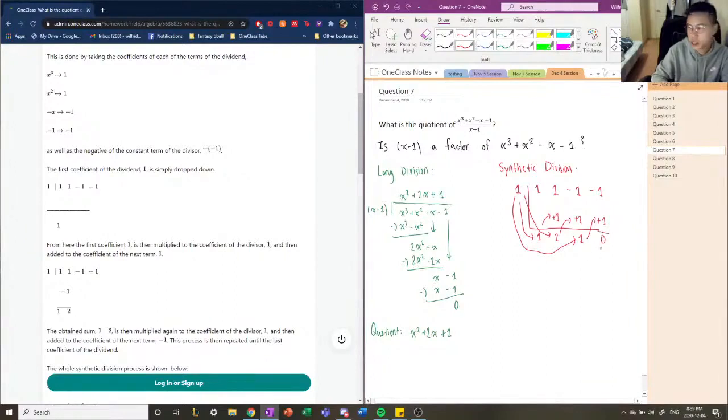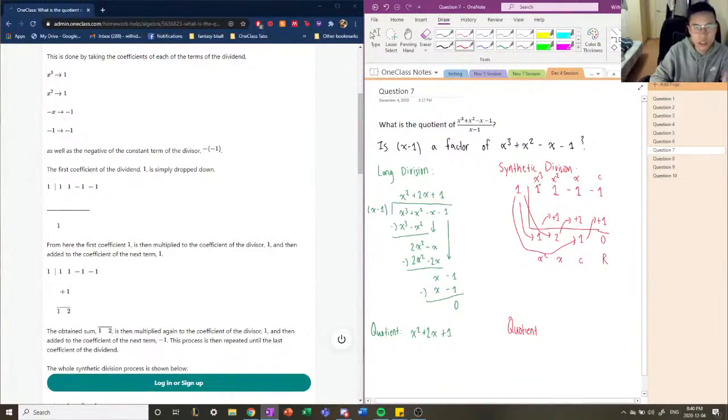Okay, so what does this mean, right? If you have a 0 at the end of your synthetic division, that means that you have no remainder, right? And if you have no remainder, then you know that x minus 1 is a factor of x cubed plus x squared minus x minus 1. So if this is the x cubed position, and this is the x squared, and this is the x, and this is just the constant, then since you're dividing by a factor, these are the coefficients of the quotient, and this is going to be your remainder. So our remainder is 0.